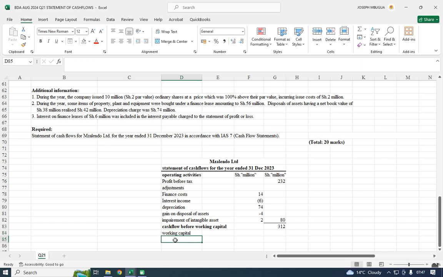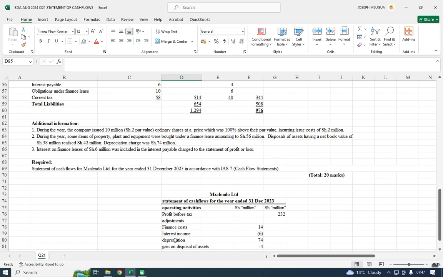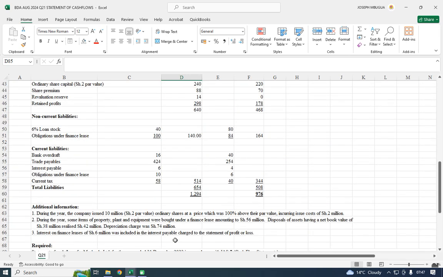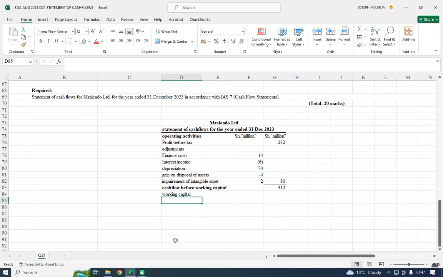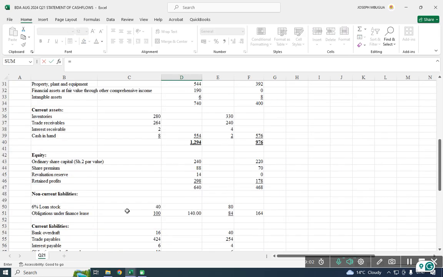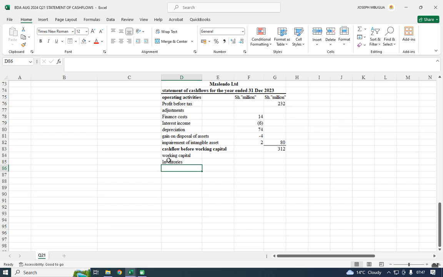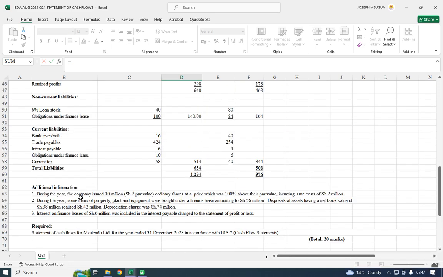Under working capital, we look at the current assets and current liability specifically. Under current asset, we shall look at the inventory. I look at the three: inventory, trade receivable, and interest receivable, because it was put under the working capital. Then we shall look at the payables, the trade payables.